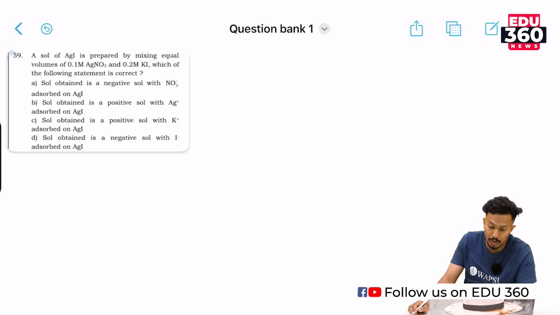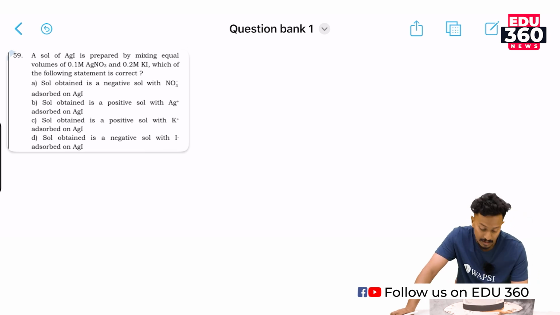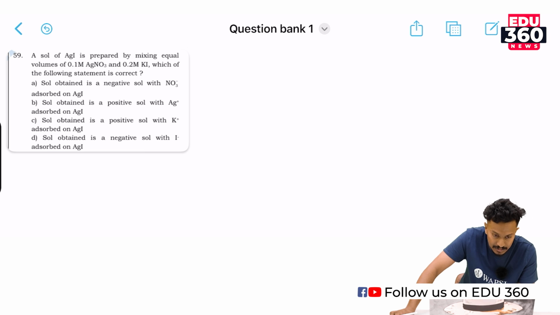A solution of silver iodide is prepared by mixing equal volumes of 0.1 molar silver nitrate and 0.2 molar potassium iodide. Which of the following statements is true? Solution obtained is a negative solution with NO3 minus adsorbed on silver iodide. Solution obtained is a positive solution with Ag plus adsorbed on silver iodide. Solution obtained is a positive sol with K plus adsorbed on silver iodide. Solution obtained is a negative sol with I minus adsorbed on silver iodide. What would be the correct option for this one?